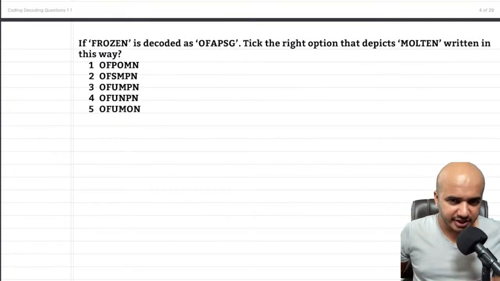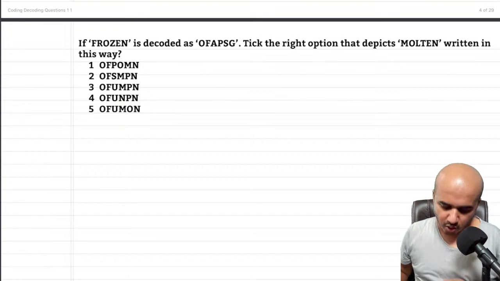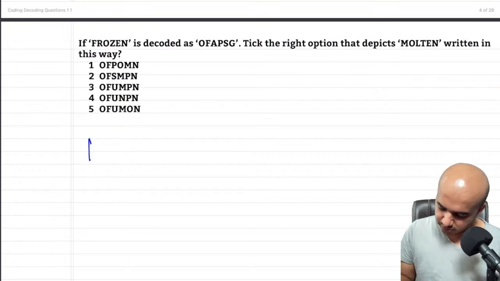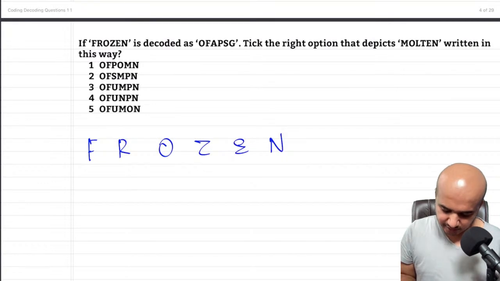If frozen is decoded as OFAPSG, how will molten be written? Frozen is decoded as, they say, OFAPSG.